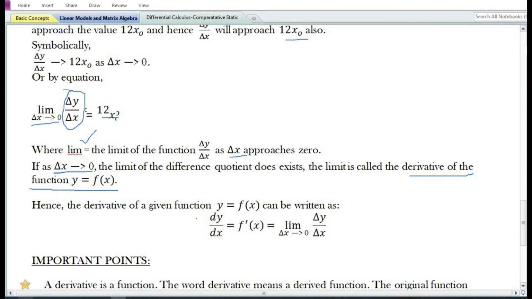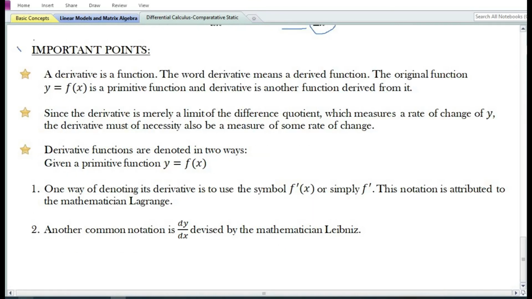Hence, the derivative of a given function y is equal to f of x can be written as dy by dx, or the derivative of y with respect to x is equal to the limit of delta y by delta x as delta x approaches 0. Now let us look at some of the important points with regard to the concept of derivative.